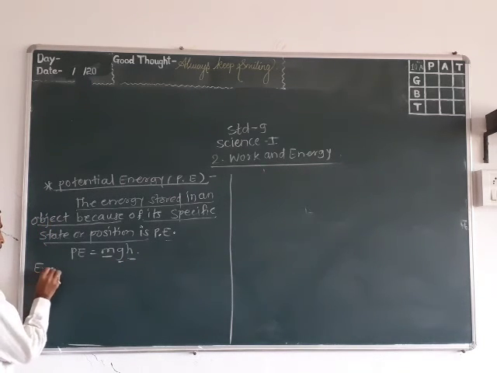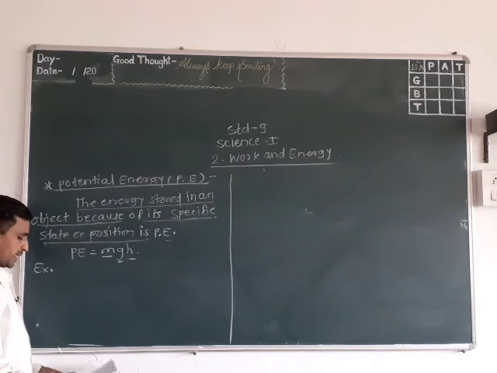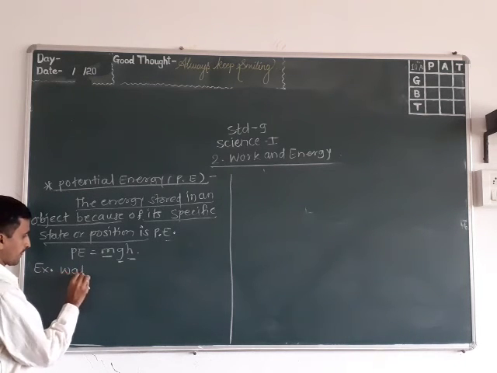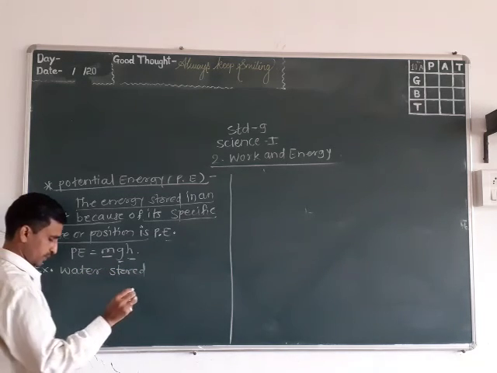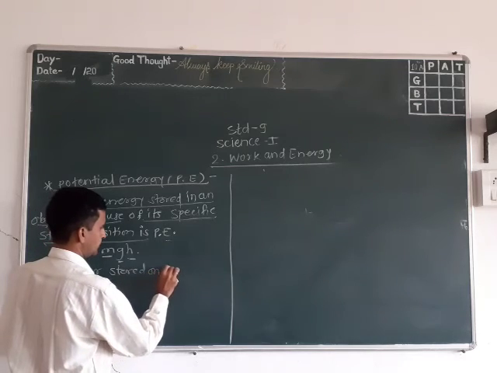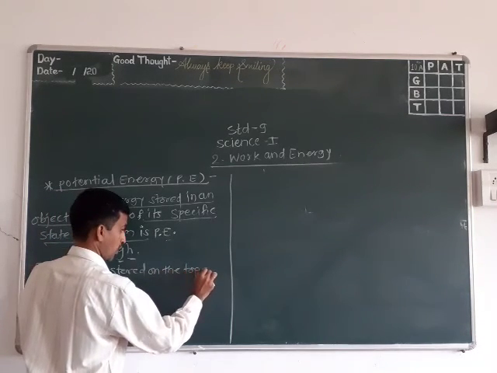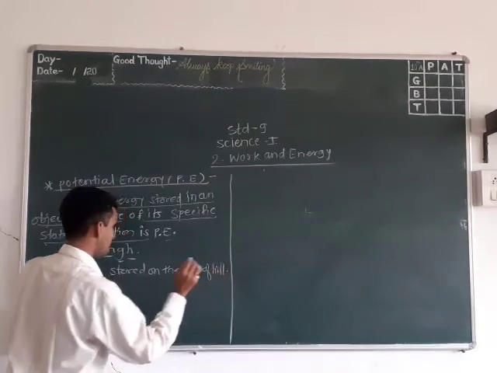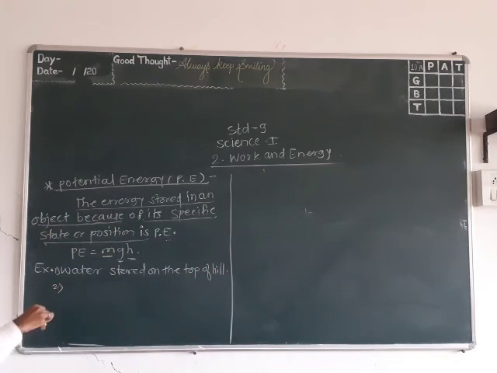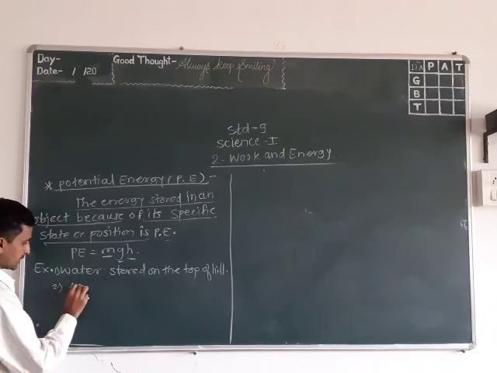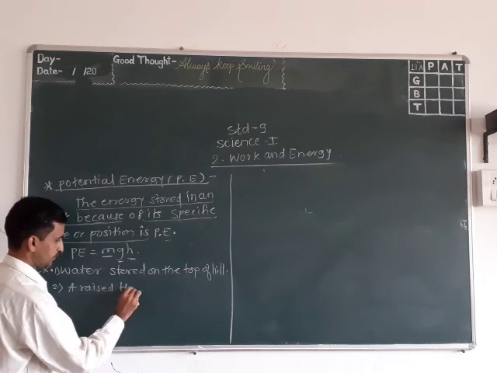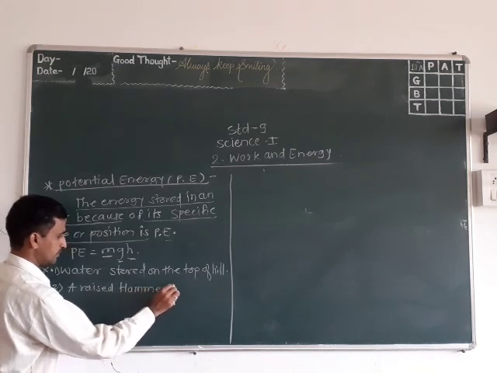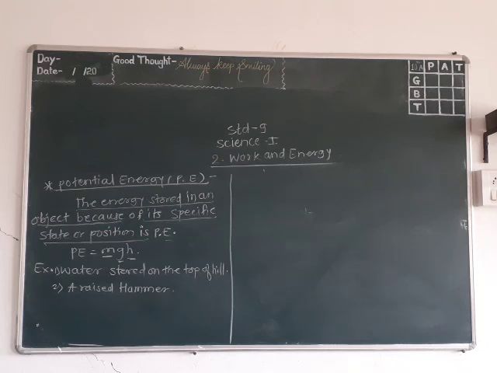For example, water stored on the top of the hill is the first example. Second example, a raised hammer. जेव्हा आपण हातोडी उचलतो ती म्हणजे पोटेन्शियल एनर्जी.